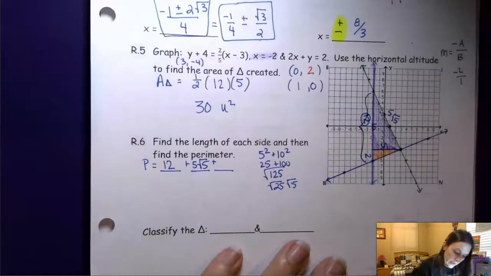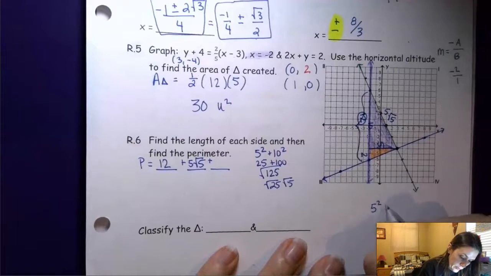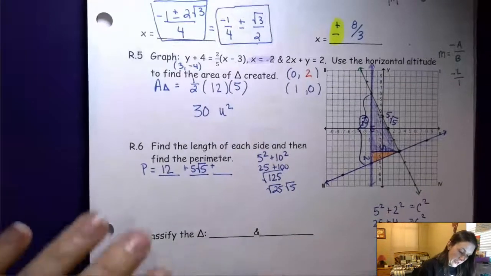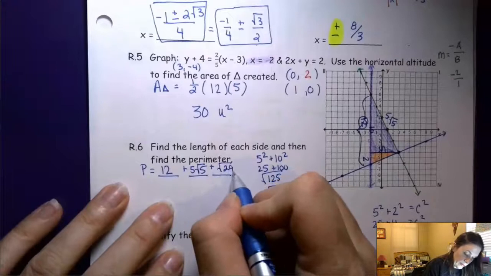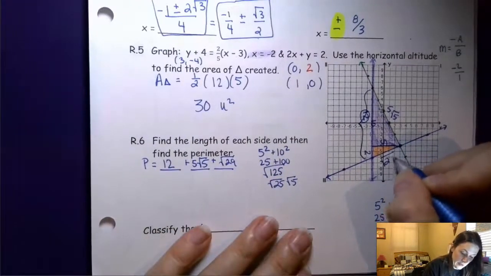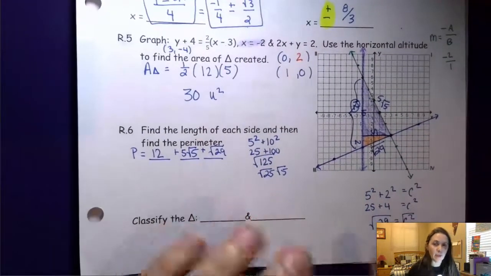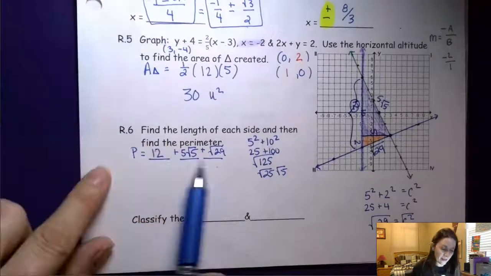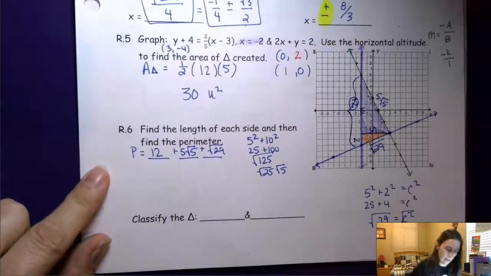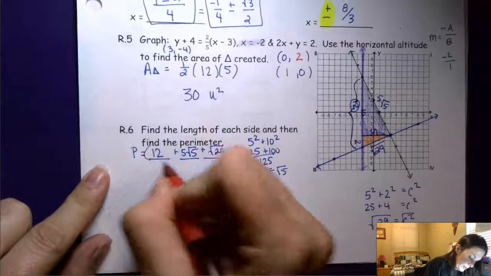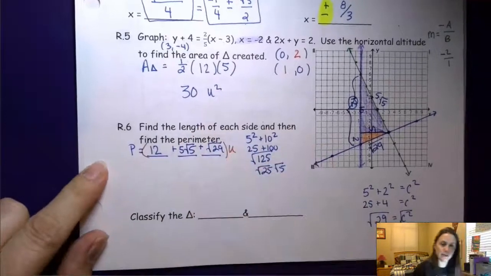The next one is 5 by 2. So I'm going to say 5 squared plus 2 squared equals c squared. 25 plus 4 equals c squared. 29. So you square root that, and I get root 29 for the next one. I can't simplify that. That is a prime number. And none of these are like terms either, so I can't add them together. So perimeter is just units at the end.